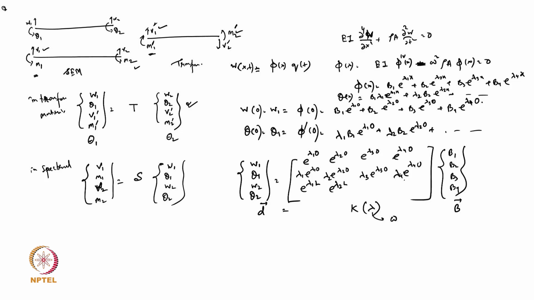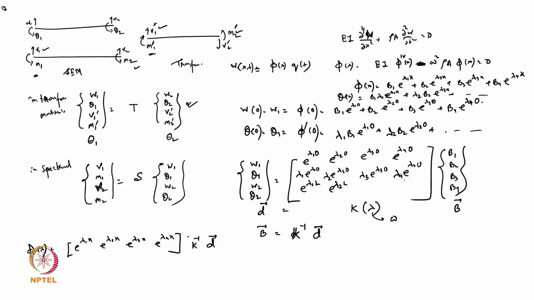Now how can we write it? b equal to k inverse of d. And now if I try to write the shape function, I can write phi x equal to e to the power of lambda 1 x, e to the power of lambda 2 x, e to the power of lambda 3 x, e to the power of lambda 4 x, multiplied by k inverse into d.